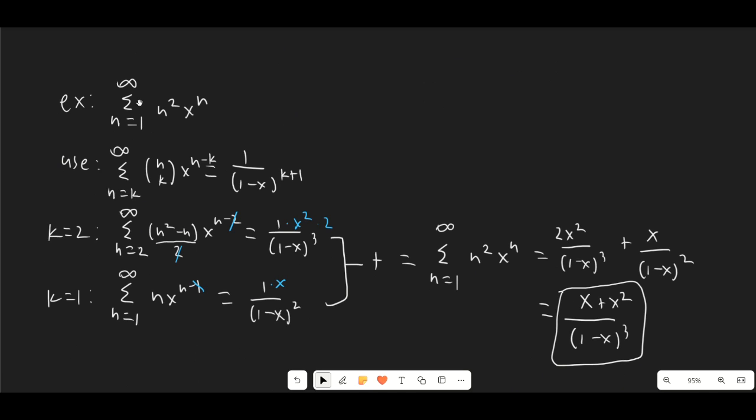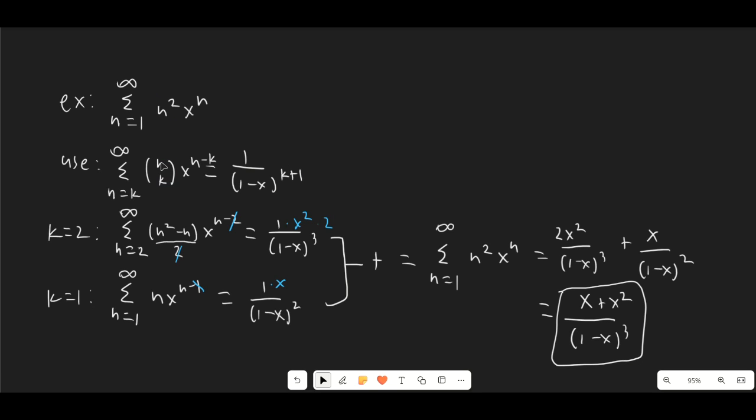So here we have the sum from n equals 1 to infinity, and instead of having n on the bottom, we have n on the top now. And it's actually n squared, and we're multiplying by x to the n. Well, whenever we see a polynomial of n multiplied by x to the n, we're going to use the sum from n equals k to infinity of n choose k, x to the n minus k, equals 1 over 1 minus x raised to the k plus 1 power. Now notice that we have a power of 2 right here.